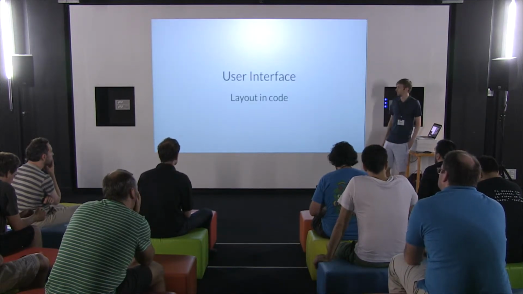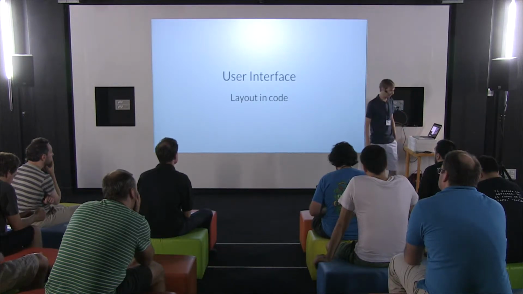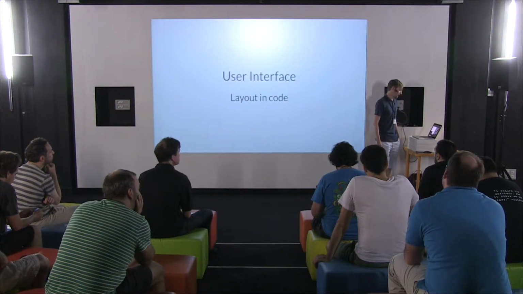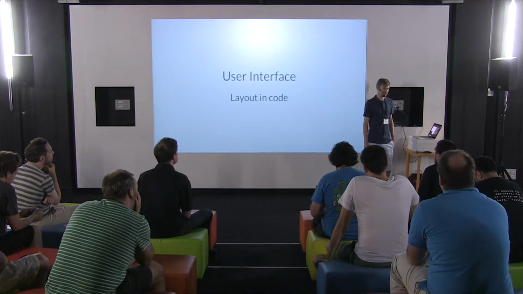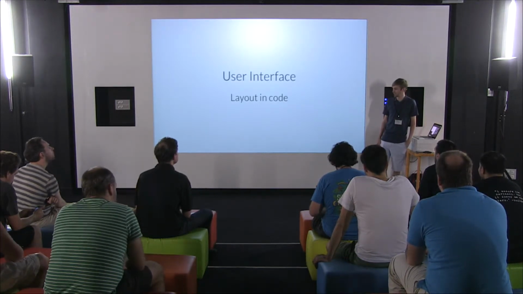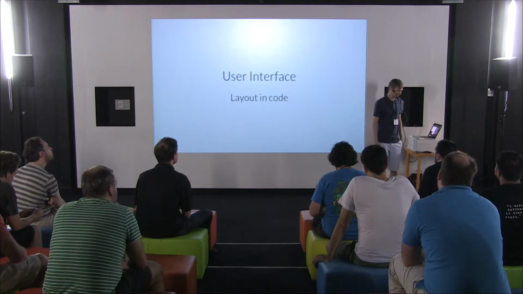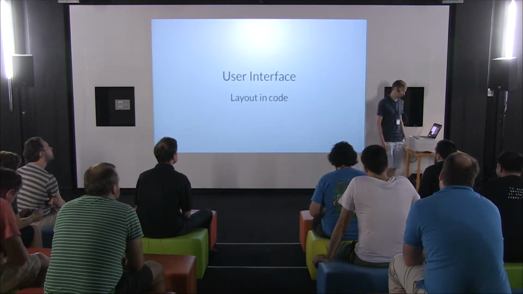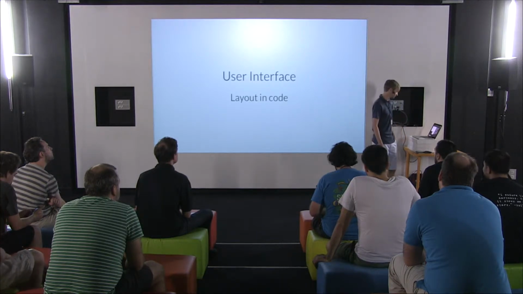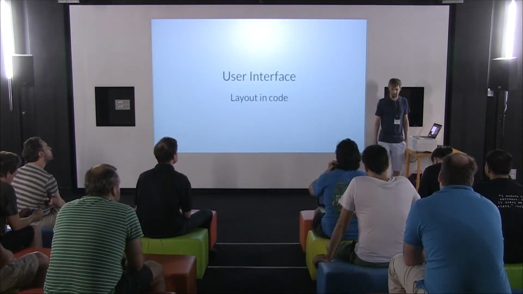So for the user interface in TitleChallenge, it's all laid out in code. I wanted to avoid Xcode. That was one of the attractions to RubyMotion for me. You can use all the tools that you're used to using. So I didn't use Interface Builder, no storyboards. Every screen was hand rolled.